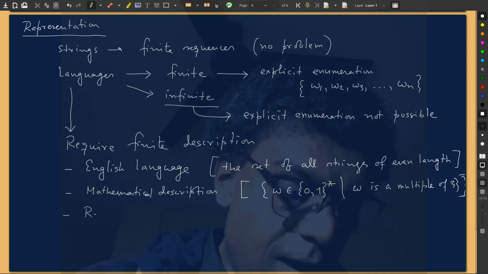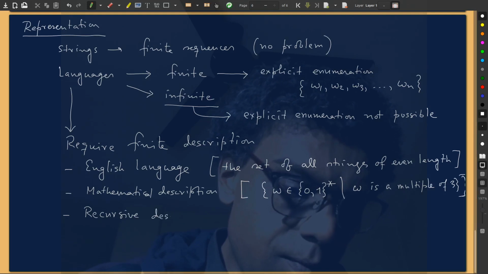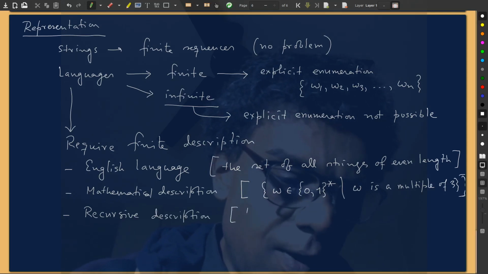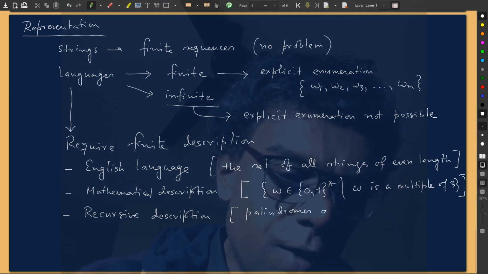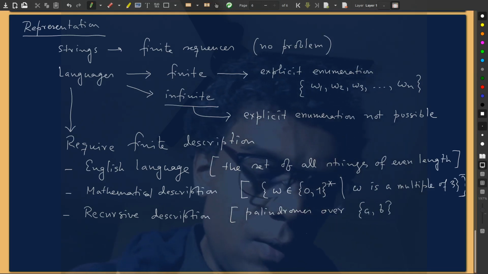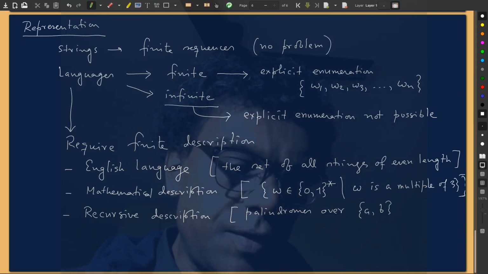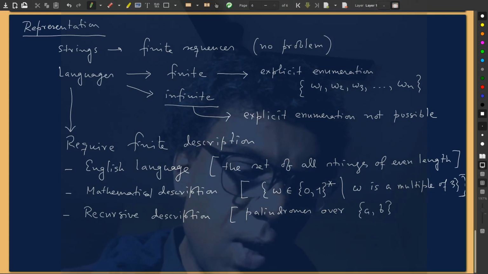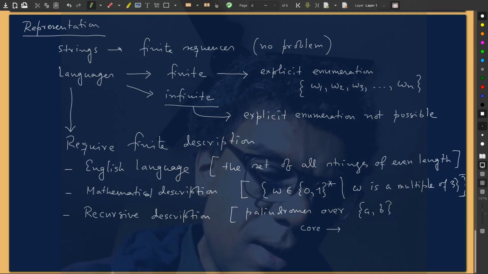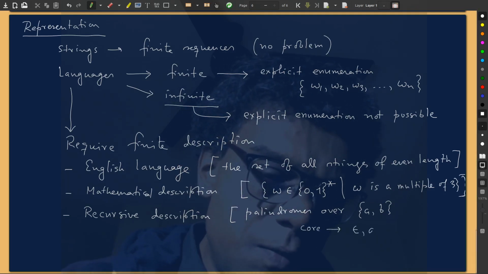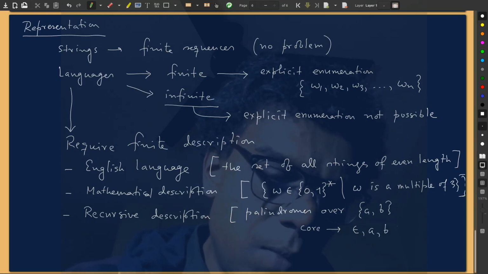we may often have something like a recursive description. For example, let us say all palindromes over {a, b}. So how do you define a palindrome? It's a string that reads the same forward and backward. So you start from a core, a center, which may be empty, or a single symbol a, or a single symbol b.